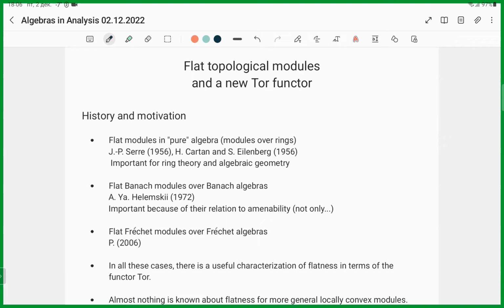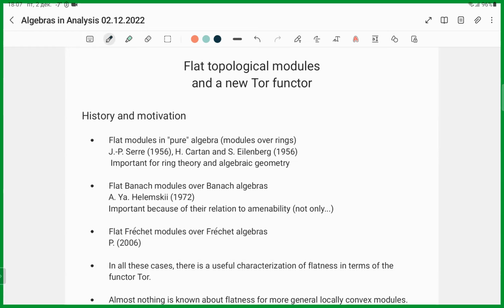In the purely algebraic setting, flat modules over rings were introduced in 1956 by Jean-Pierre Serre in his famous paper on the relation between algebraic and complex analytic geometry. And the same year, the notion of a flat module appeared in the famous book by Cartan and Eilenberg, Homological Algebra. Flat modules are quite important objects, for example, in ring theory and in algebraic geometry.